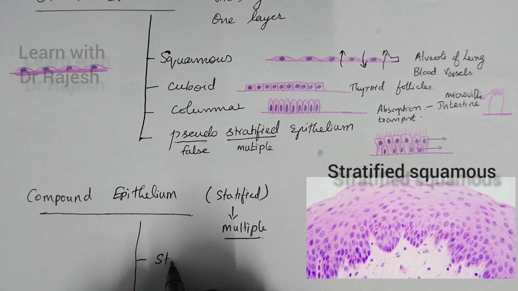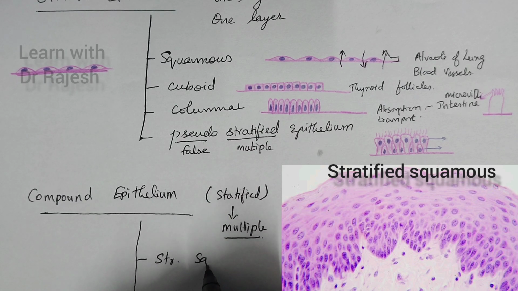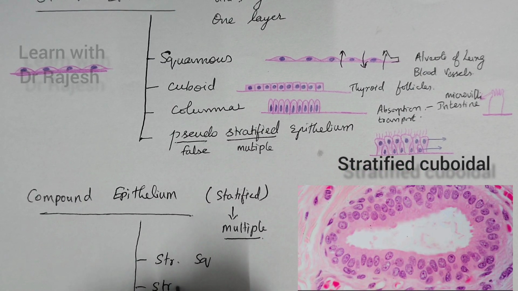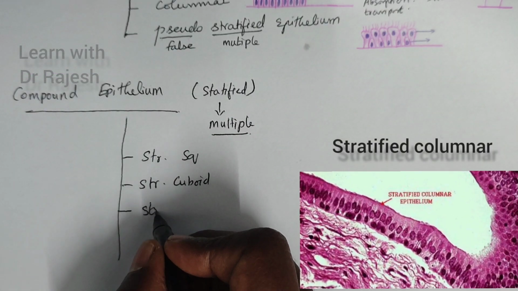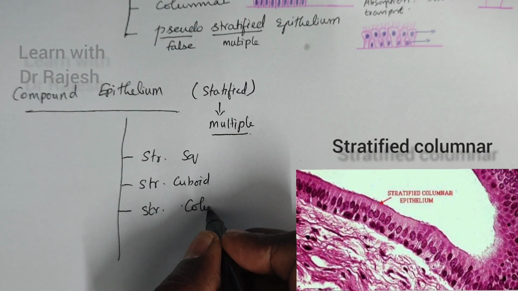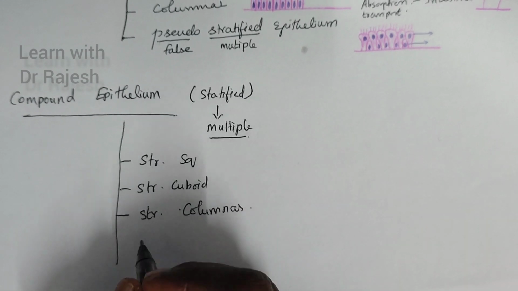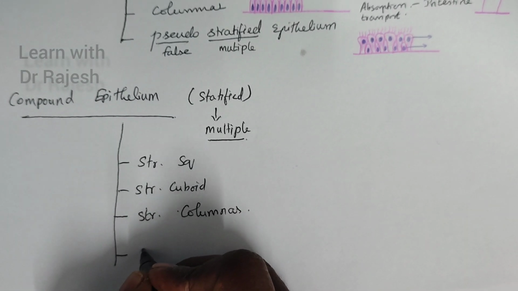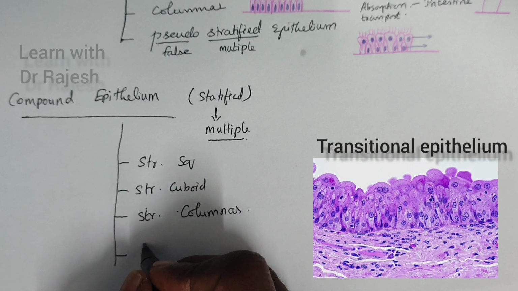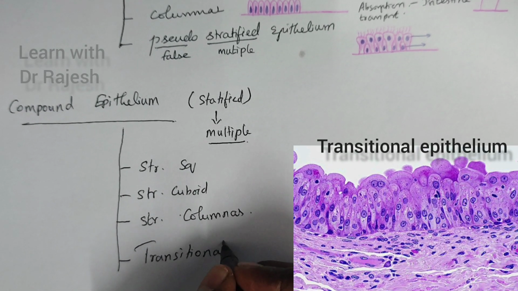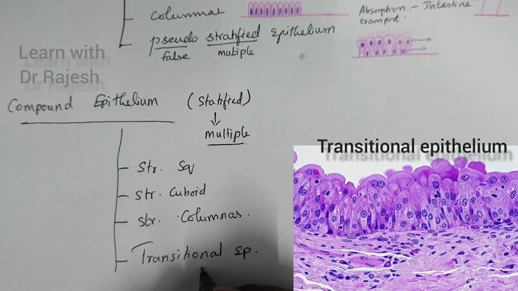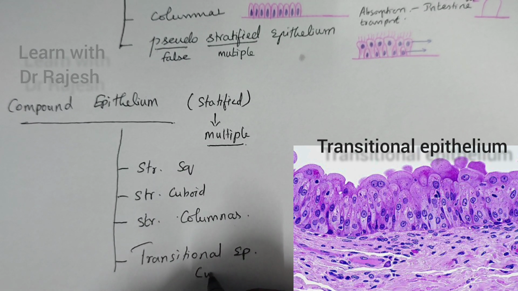That is stratified squamous, stratified cuboidal, stratified columnar, and finally there is a special type of stratified epithelium called transitional epithelium. Transitional epithelium is otherwise called urothelium.